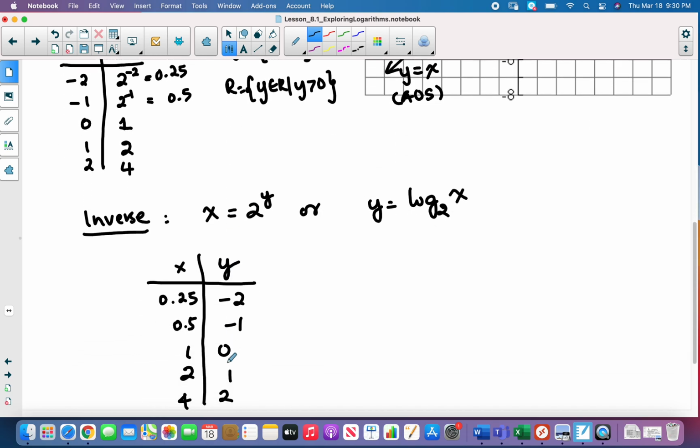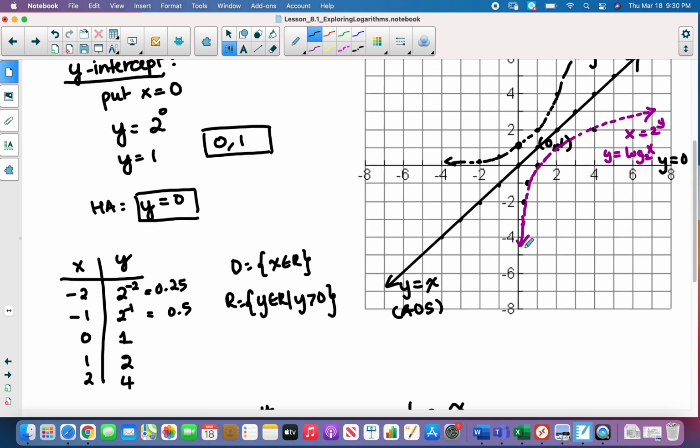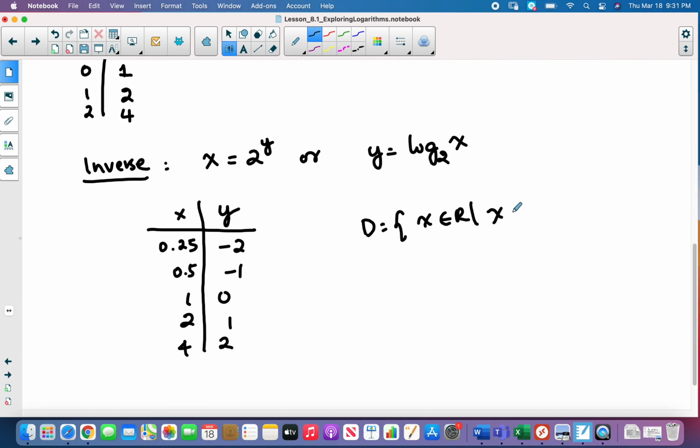And if you look at the inverse function from the graph, we can see that the domain is x is a real number, but there's a restriction on the x because you can't get any values of x that are negative. They're only going to be over 0, so x greater than 0. And the range is that y is a real number.